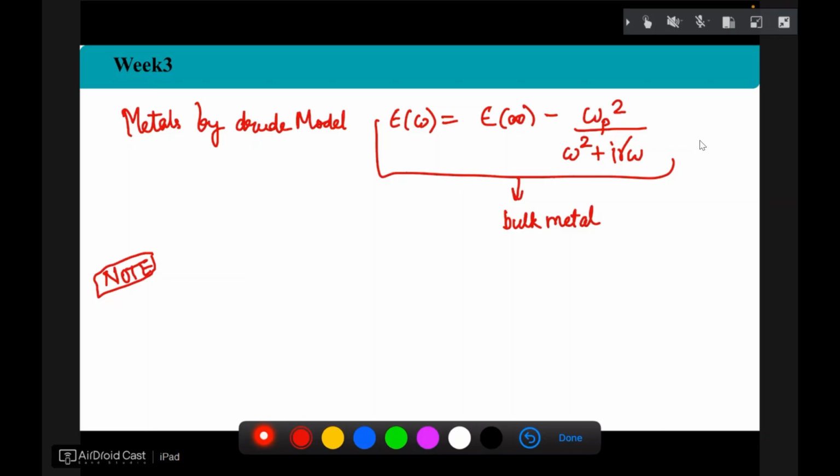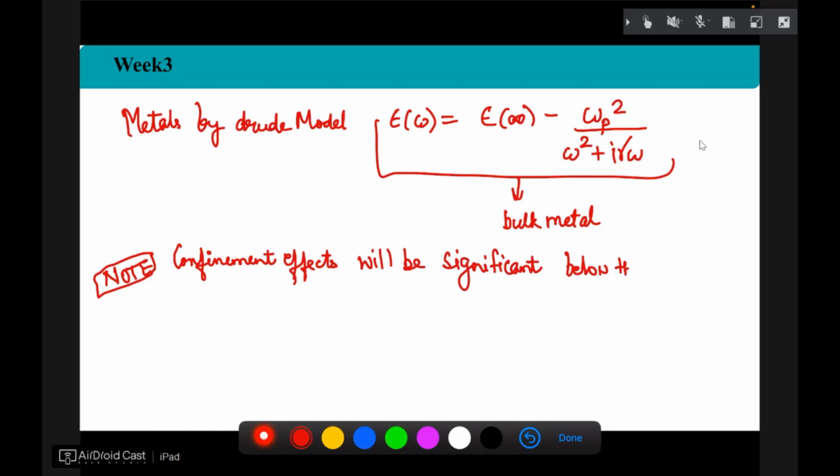Confinement effects will be significant below the size of 2 or 3 nanometer. Greater than 3 nanometer, we will not talk about the confinement effects.